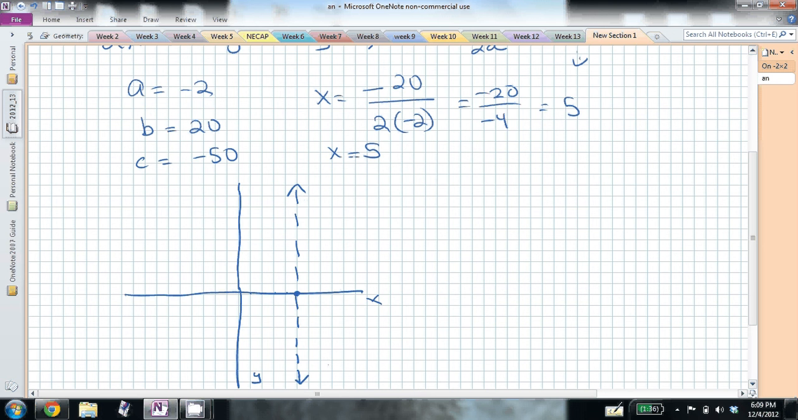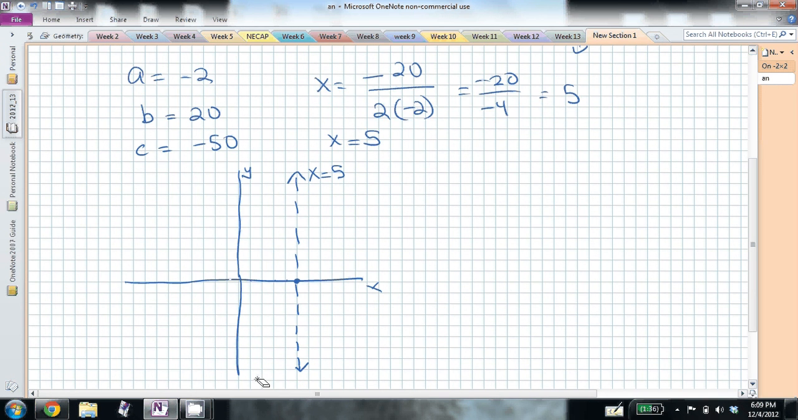I'm supposed to label this. So here I go. X equals 5. Oh, and I better label my y-axis. We'll do that later, at the bottom. Alright, so there it is, my equation for the axis of symmetry, graphed and labeled.